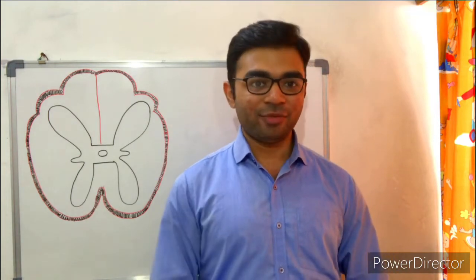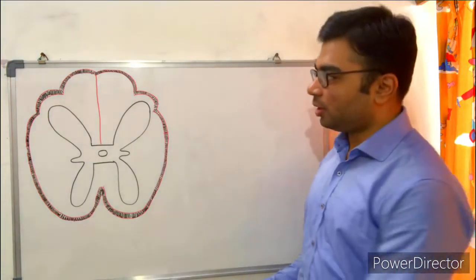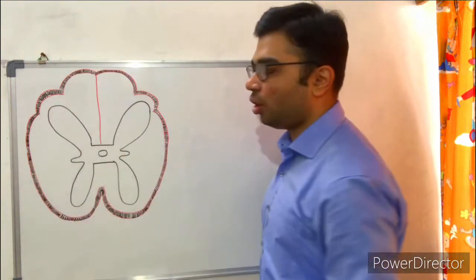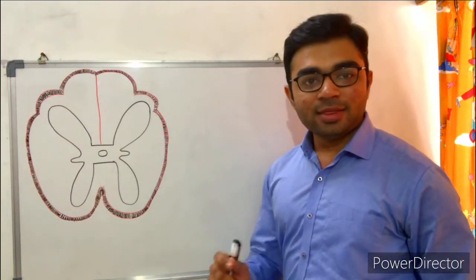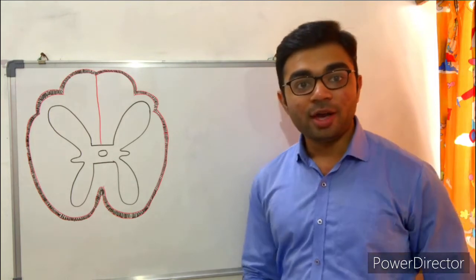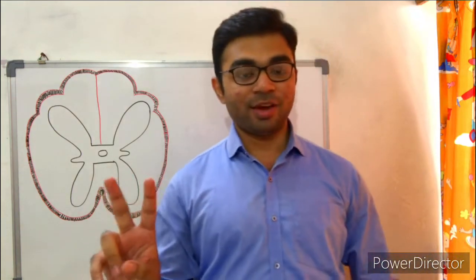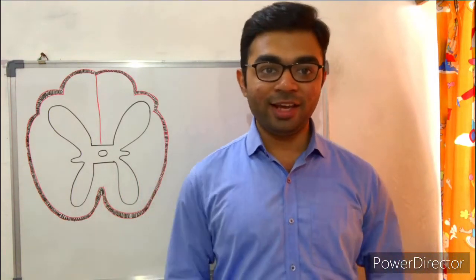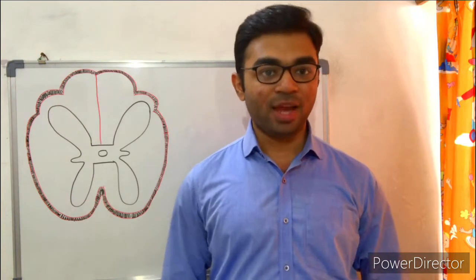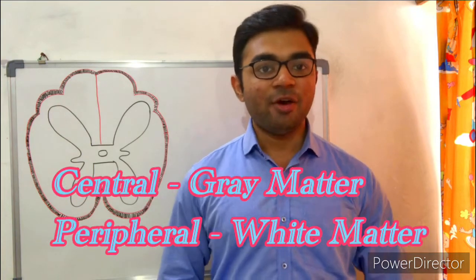So let's get started with our topic. I have drawn this transverse section of the spinal cord. In this transverse section of the spinal cord, we need to remember two things. First thing is, in the central area there is gray matter and in the peripheral area there is white matter.